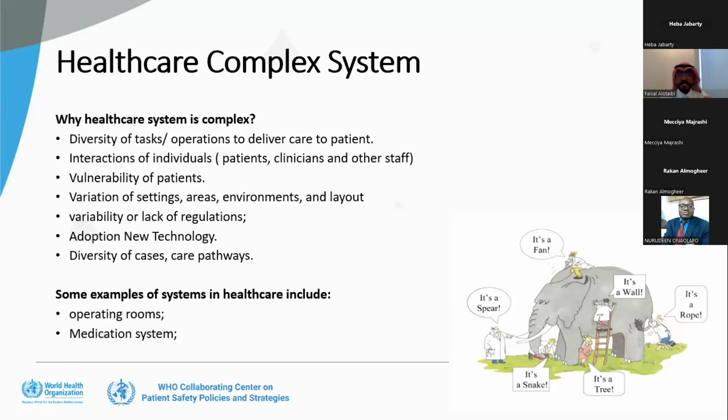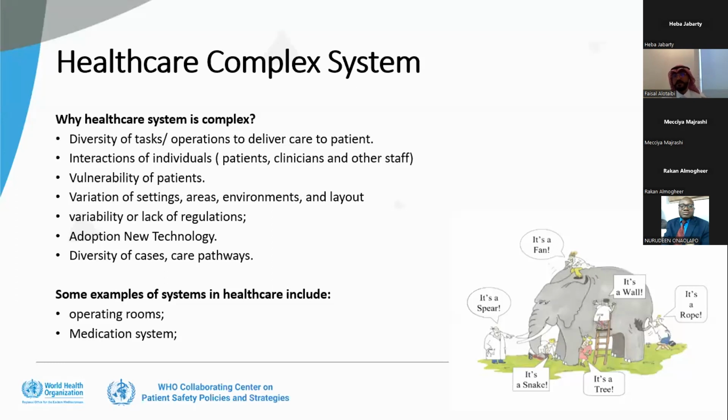They might make mistakes at first until they get used to this equipment. The diversity of cases and pathways: different patients with comorbidities are dealt with differently than those without any morbidities. So different cases, different pathways. It's not a standardized pathway that you should take for every patient. That makes the healthcare system very complex.